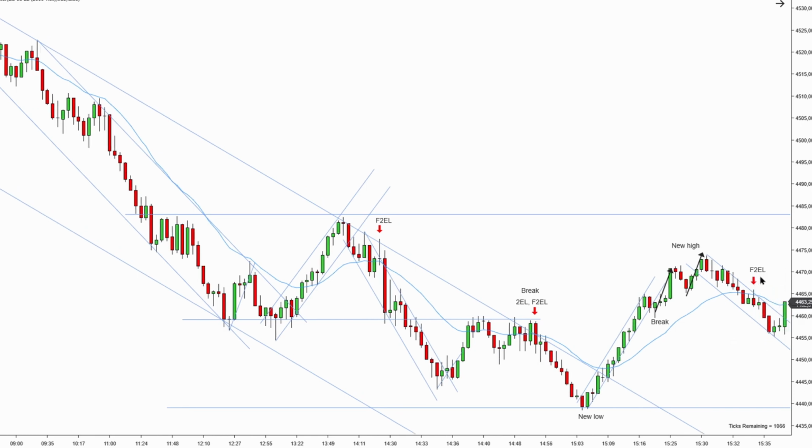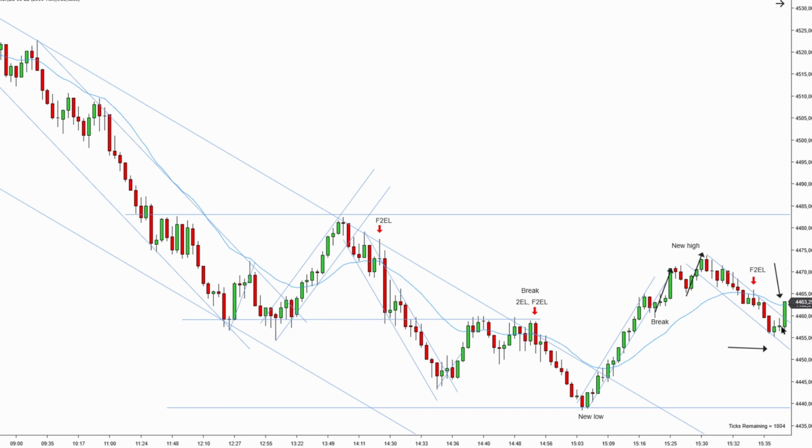This is the failed second entry long. Why? Because the uptrend had a break and two legs to a new extreme, indicating no longer bullish activity from the market. So what we are expecting now when we're looking at the market like this, we probably expect a break of this downtrend, a new extreme to be formed.